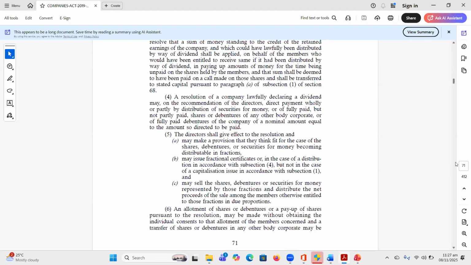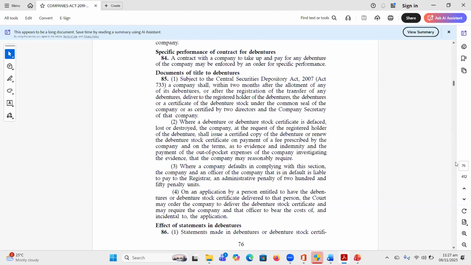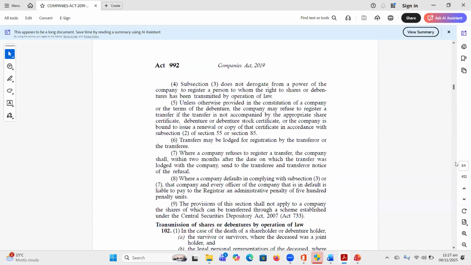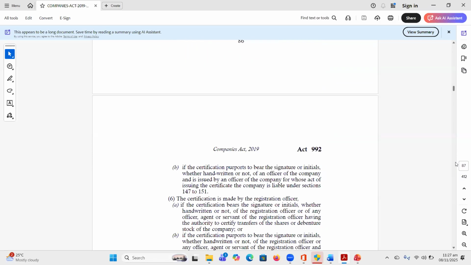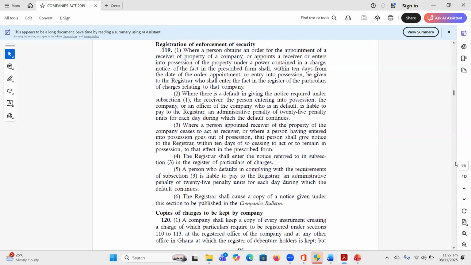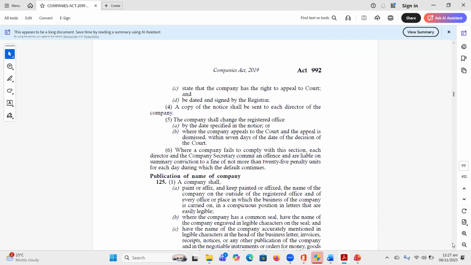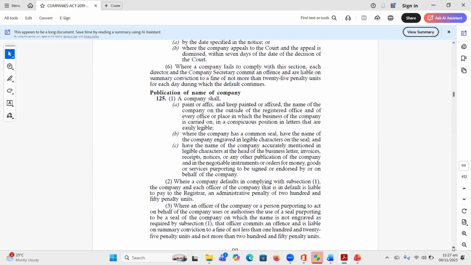Section 125. Anybody with the hard copy, you can read 125. This will be answered. Yes, my lord. Publication of name of company. Subsection 1. A company shall A. Paint or affix and keep painted or affixed the name of the company on the outside of the registered office and of every office or place in which the business of the company is carried on in a conspicuous position in letters that are easily legible.